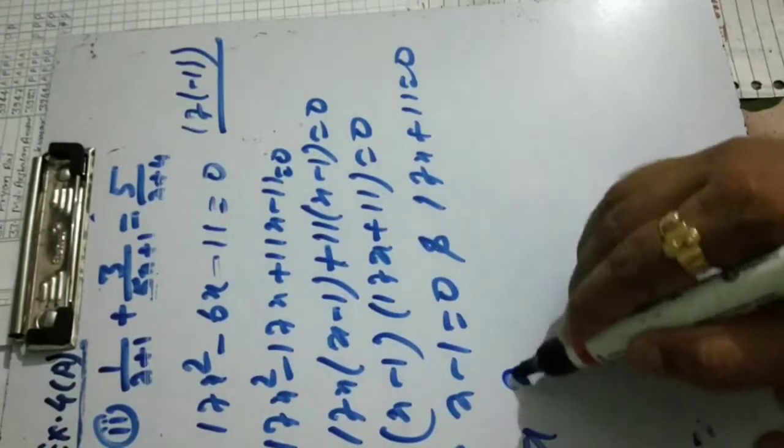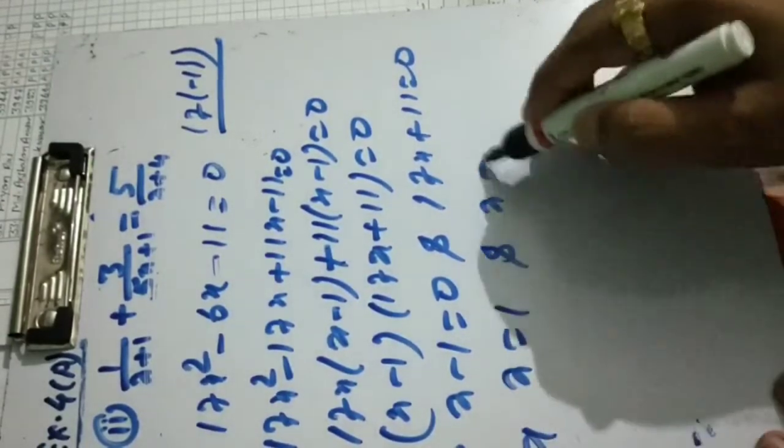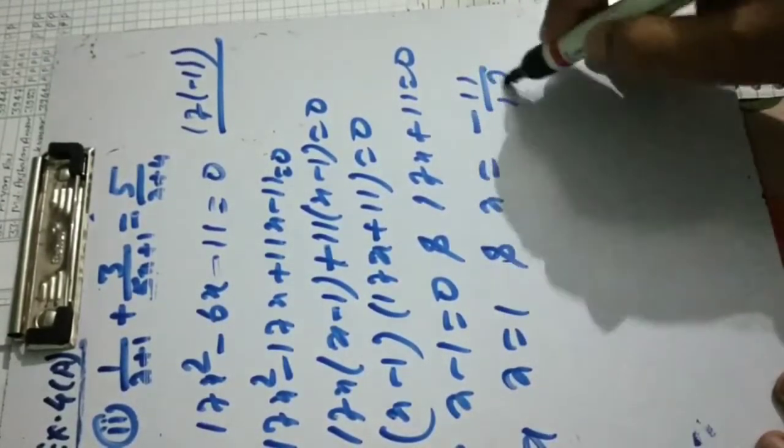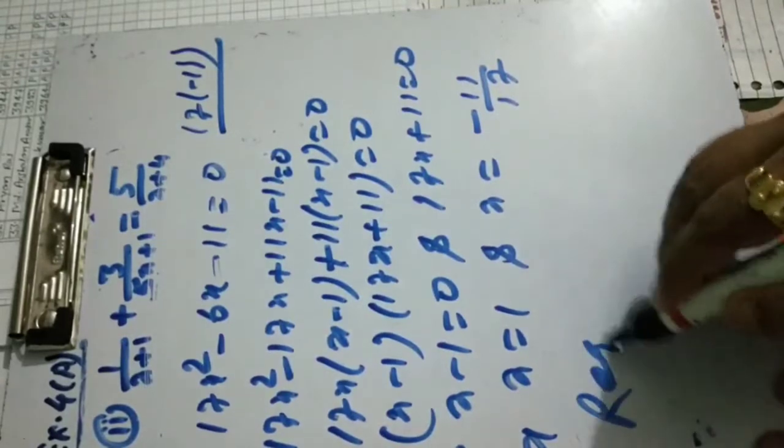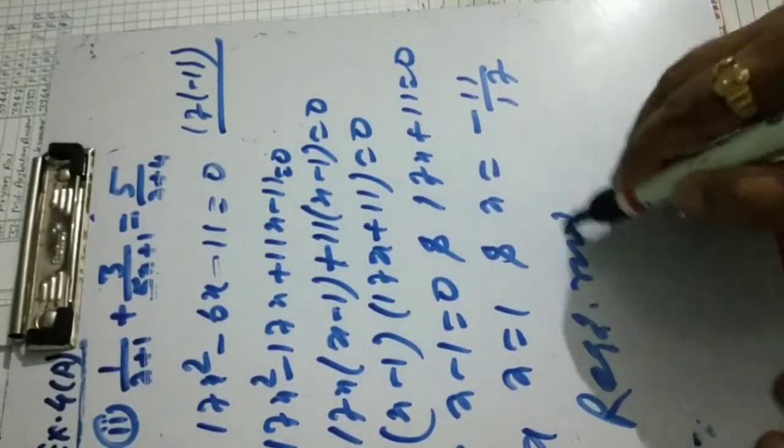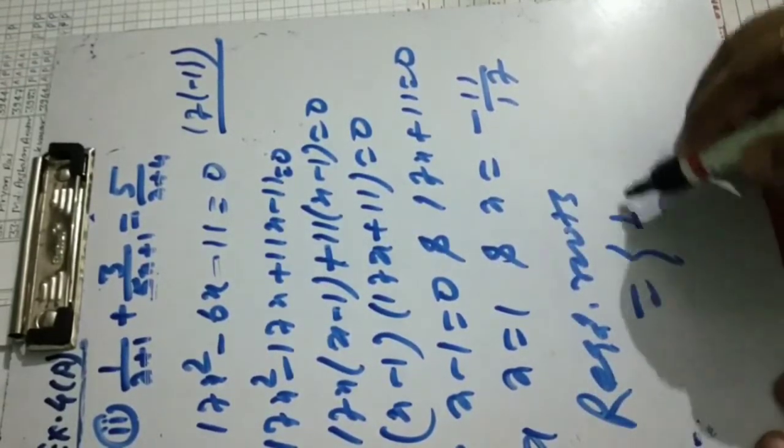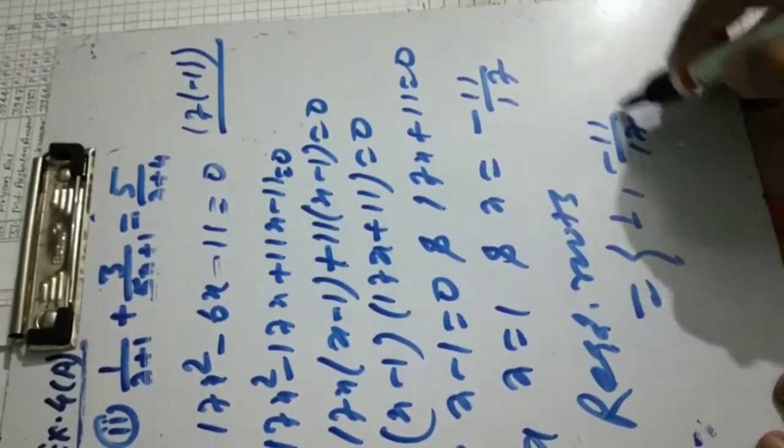This implies that x is equal to 1 and x is equal to minus 11 upon 17. Required roots will be equal to 1 and minus 11 upon 17.